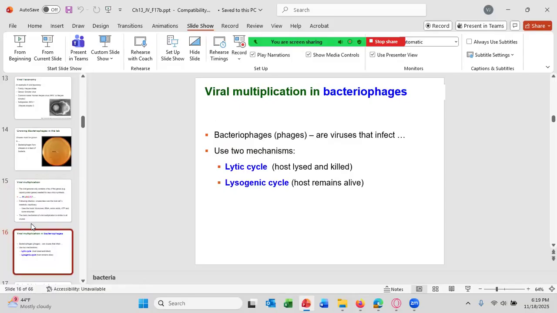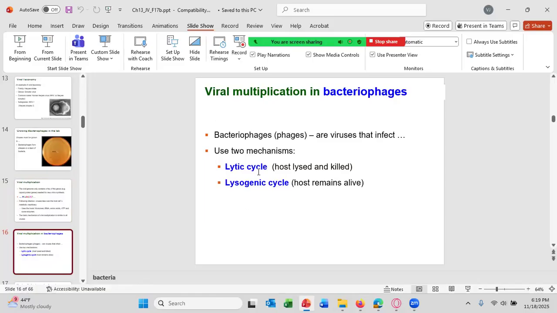I think I'm going to stop here. Well, I guess I can talk about this slide. Bacterial viruses have only two means for replicating. Is that true? Well, they have two main ways of replicating. They have the lytic life cycle and the lysogenic life cycle.